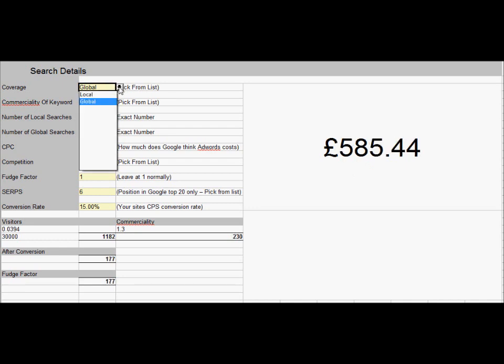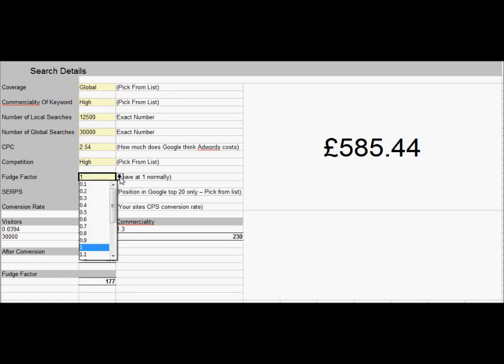So most of them are drop downs. The coverage is a drop down, commerciality is a drop down, number of local searches you put in by hand, global search you put in by hand, cost per click you put in by hand, competition is a drop down, fudge factors are drop downs, SERPs is a drop down, and conversion rate is a drop down. What I might do before I send it out is just colour these, perhaps in green, the ones you put in yourself.